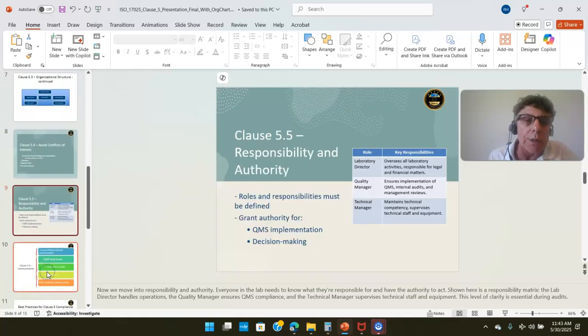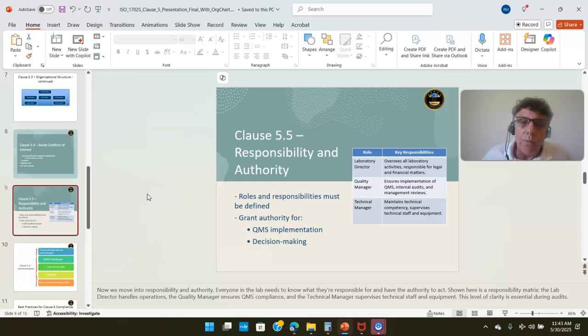Then we'll go into clause 5, which is really all about responsibility and authority. So everyone in the lab needs to know what they're responsible for and have the authority to act for whatever they're responsible for. Shown here is a responsibility matrix. It's very simplistic. The lab director handles operations. The quality manager ensures QMS, quality management system compliance, and the technical manager supervises technical staff and equipment. This level of clarity is essential during audits.